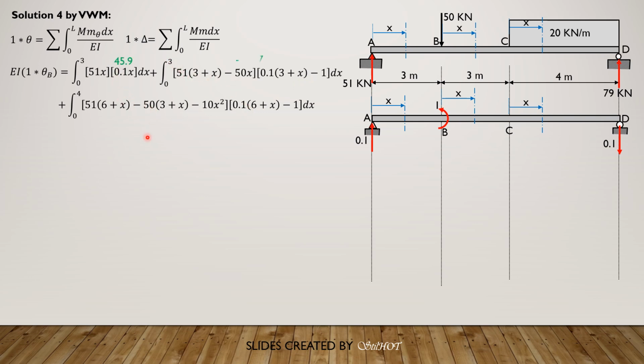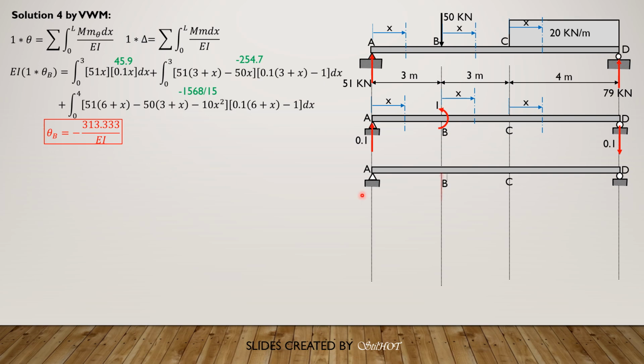So the first integral is 45.9, the second is negative 254.7, the third is negative 1568 over 15. So combining, theta B is equal to negative 313.333 over EI as before. So likewise, we change the loading here by an upward virtual force of 1 unit. Then the reaction here would be going down, because the moment of 1 about D is clockwise, so this should be downward so that it is counterclockwise.